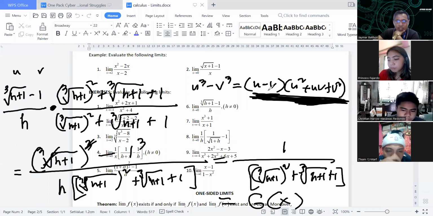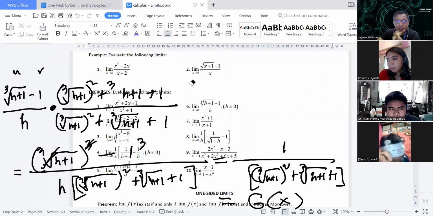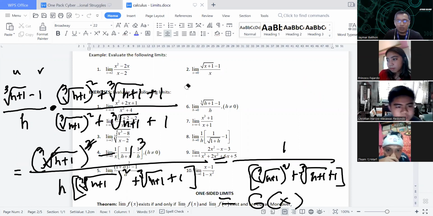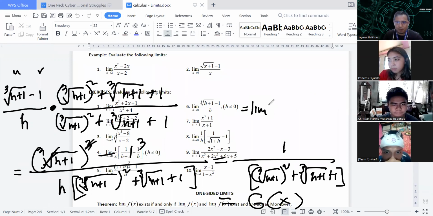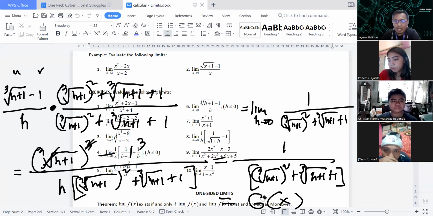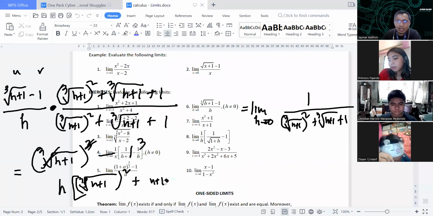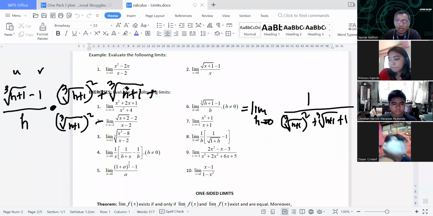So we already find the G of x. If that is our G of x, then we can replace that function into your limit. So this one will be the limit of the new function, which is 1 over the cube root of h plus 1 quantity squared plus the cube root of h plus 1 plus 1, right? That is your new function. And if we evaluate that as h approaches 0, your fixed point a equal to 0, then we can now substitute it to your function.